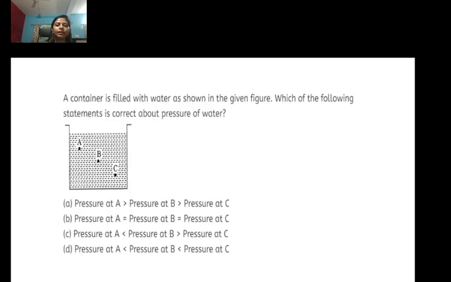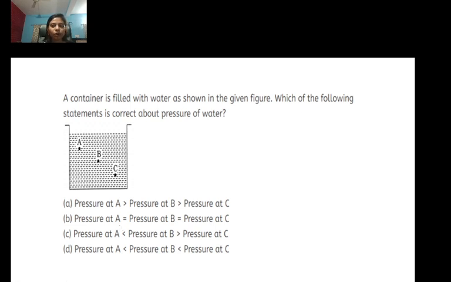Now a container is filled with water as shown in the given figure, right? Which of the following statements is correct about the pressure of water? A, B, C are there. Pressure at A is greater than pressure at B is greater than pressure at C. Pressure at A is equal to pressure at B is equal to pressure at C. Pressure at A is smaller than pressure at B, and pressure at B is greater than pressure at C. Pressure at A is smaller than pressure at B, and pressure at B is smaller than pressure at C. What could be the answer, students?